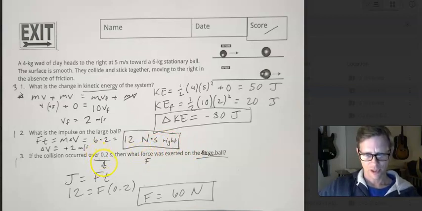Now I'm given information about time. I'm asked about the force. So force and time, that's impulse. I already know the impulse is 12. I don't know the force. Time was a mere 0.2 seconds. That's a force of 60 newtons.